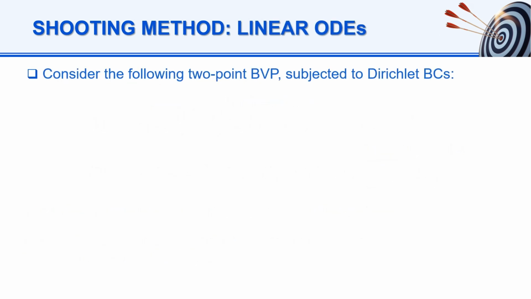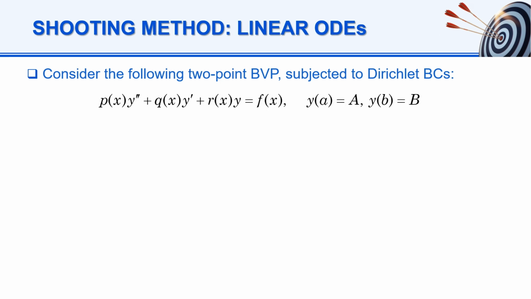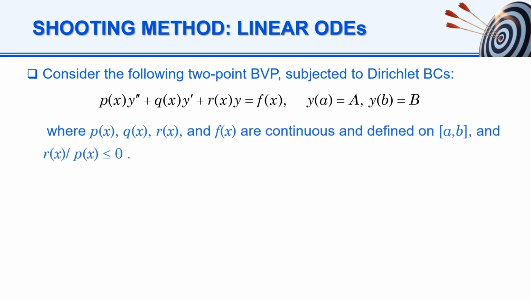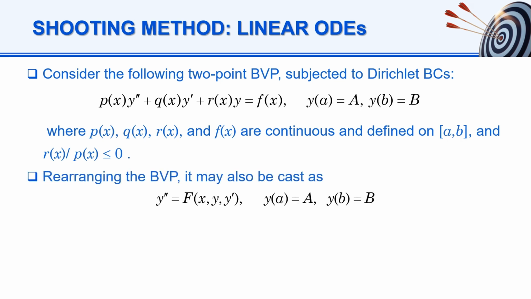Consider the following two-point boundary value problem subjected to Dirichlet boundary conditions, where P, Q, R, and F are continuous functions of x and defined on the interval from a to b, and R(x) over P(x) is less than or equal to 0. Rearranging the boundary value problem, it may also be cast as follows.